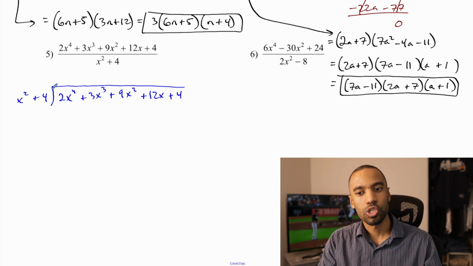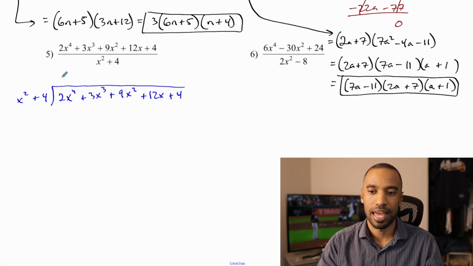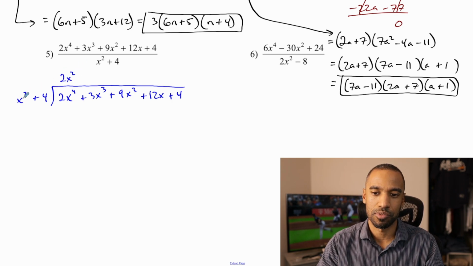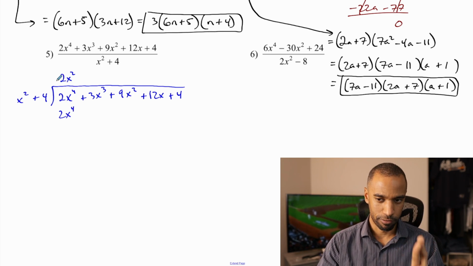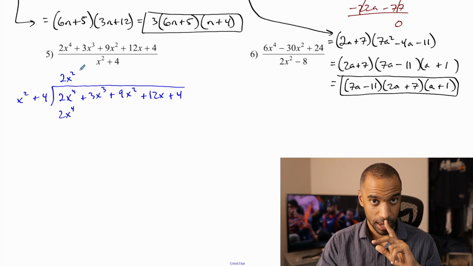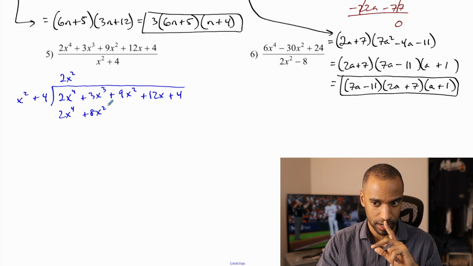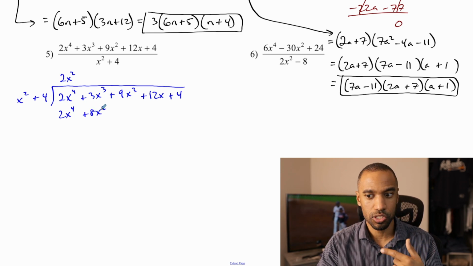How many times does x squared go into 2x to the fourth? That is 2x squared times. X squared times 2x squared is 2x to the fourth. Now, here's something you got to be careful with. 4 times 2x squared is 8x squared. Do I put an 8x squared here? I wouldn't. These don't combine.